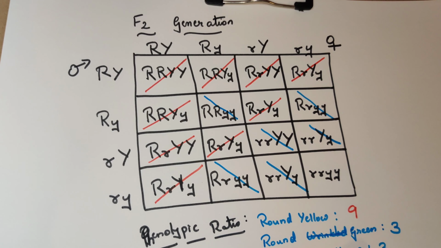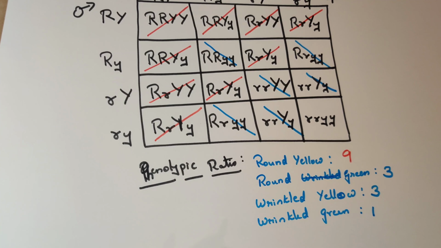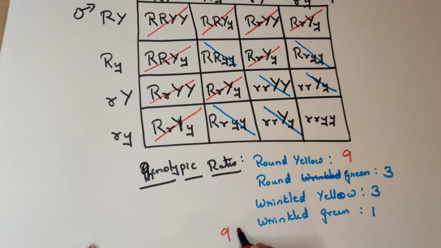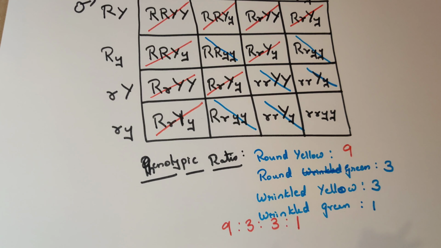So what is the ratio you have now arrived at? You have arrived at 9:3:3:1. This is the phenotypic ratio of the F2 generation. This is how you should be working out your dihybrid cross.